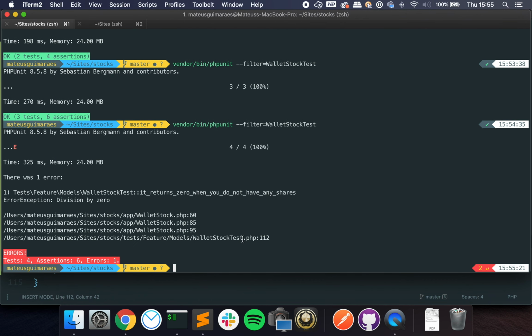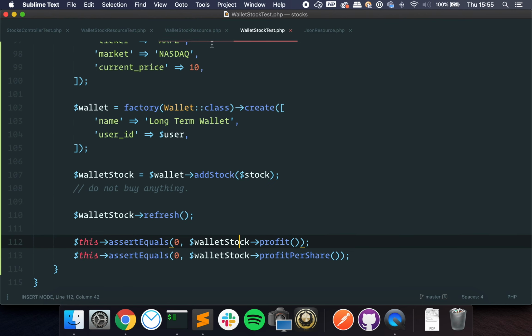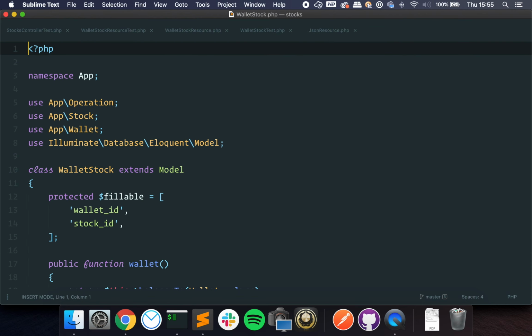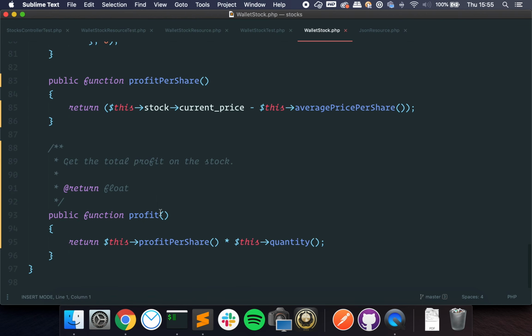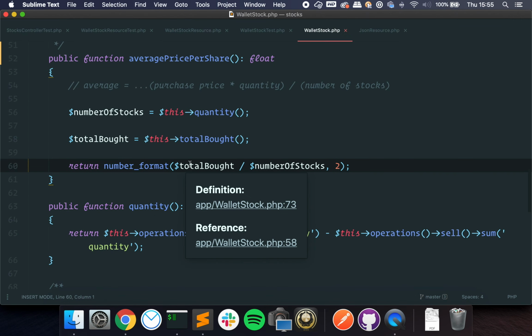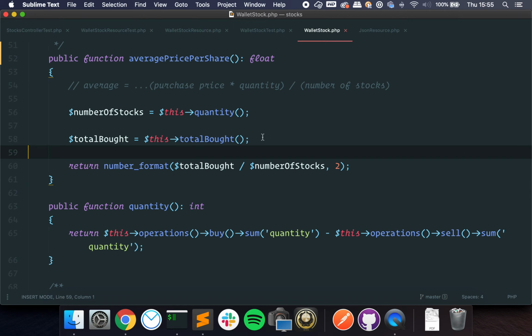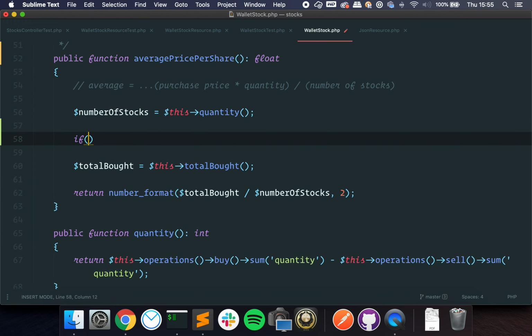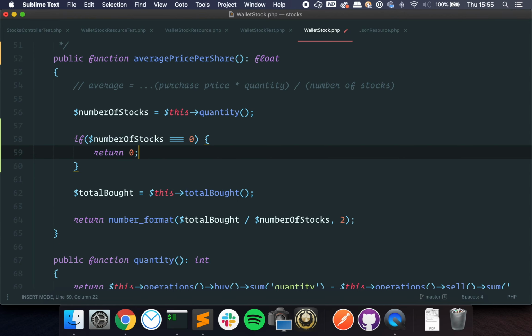And you see, I would miss this. I wouldn't see this. So this is really, really important. So let's go to our code. Wallet stock. Where is it? Okay. Division by 0. Line 60. Okay. So what we can do is, if the number of stocks is 0, return 0.